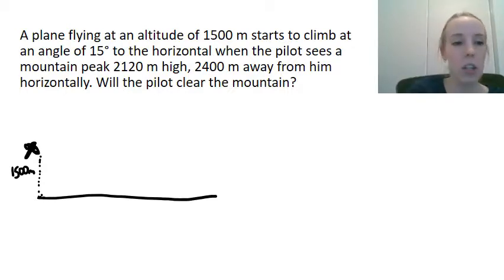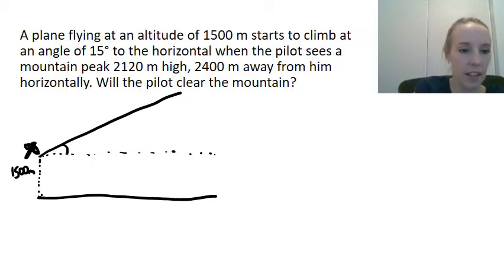Anyway, my plane is 1,500 meters from the ground, and it starts to climb at an angle of 15 degrees to the horizontal. So that's 15 degrees off the ground. So from its horizontal to the ground, it's starting to climb 15 degrees. So that's this angle here. It's 15 degrees. When the pilot sees a mountain peak 2,120 meters high, 2,400 meters away from him horizontally.